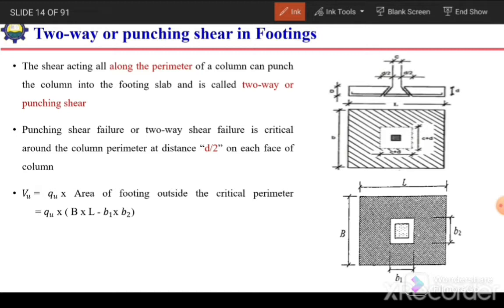If this equation is satisfied, then our foundation will be safe against one-way shear. The next is two-way or punching shear in footings. The shear acting all along the perimeter of a column can punch the column through the footing slab, and is called two-way or punching shear.